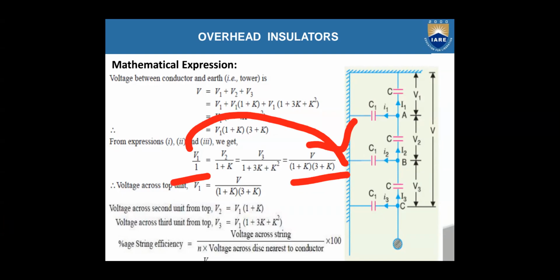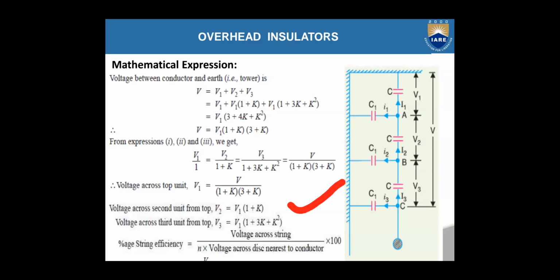In a similar way, after getting the value of V1, V2 can be written as V2 is equal to V1 into (1 plus K). Similarly, V3 can be written as V3 is equal to V1 into (1 plus 3K plus K square).